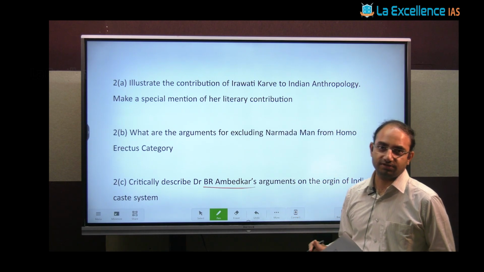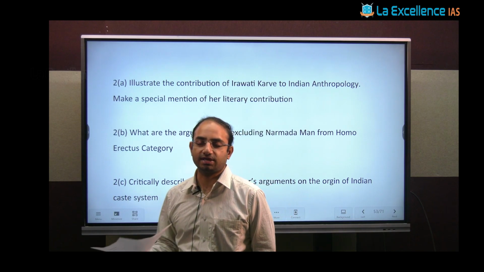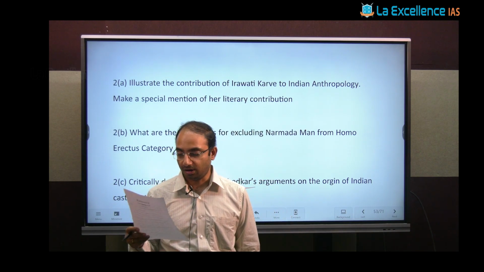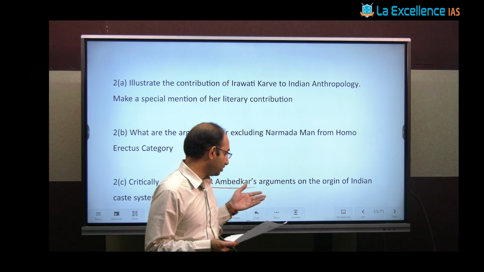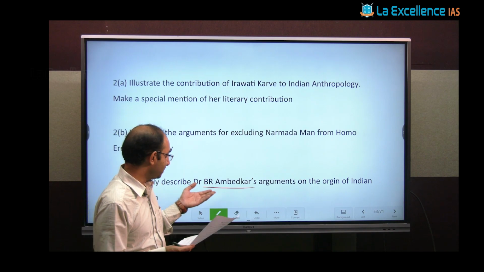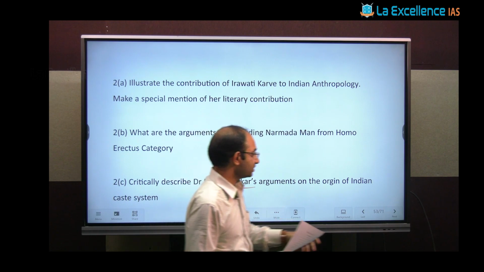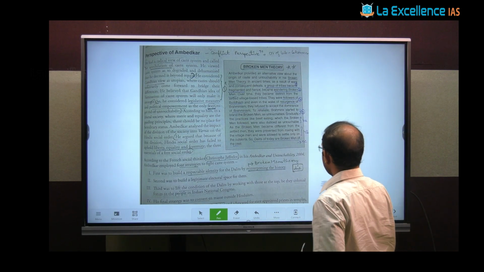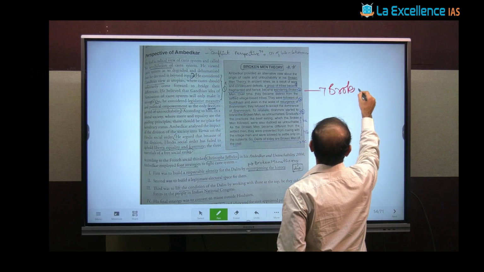In fact, in class, whenever I discuss caste, I always cover the Gandhi-Ambedkar debates. I cover Ambedkar's theory of caste as well when discussing the caste topic in my anthropology batches. So my students would have already been familiar with Ambedkar, and this content is already there in the notes. Ambedkar's theory on caste system is called the broken man theory. Here you can see it.